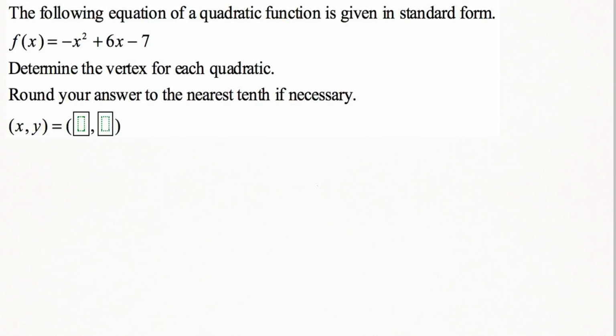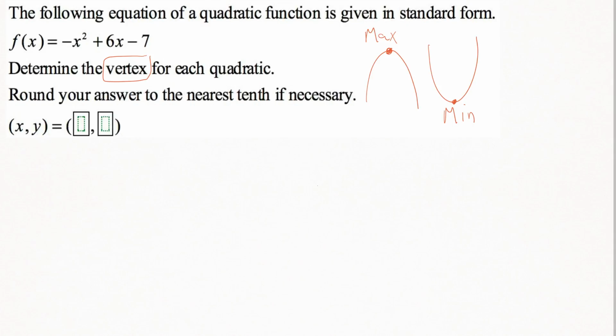In this question, we're given a quadratic equation and we're asked to find the vertex of the graph. The vertex of a graph is either going to be the max if our quadratic equation is an upside down U, or the min of our graph if our quadratic ends up being a standard looking U.